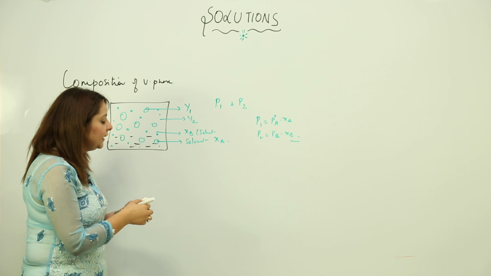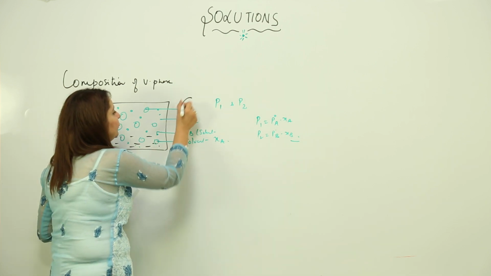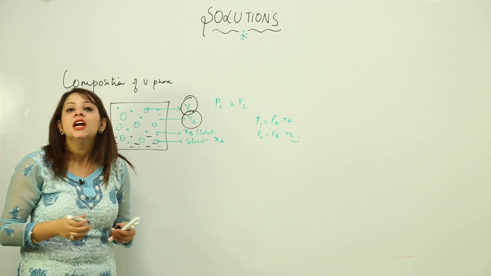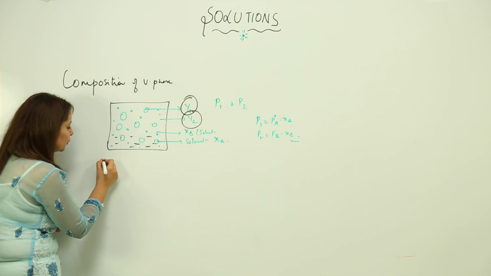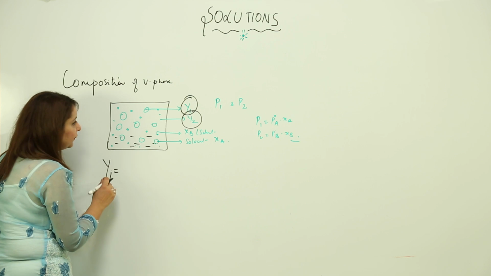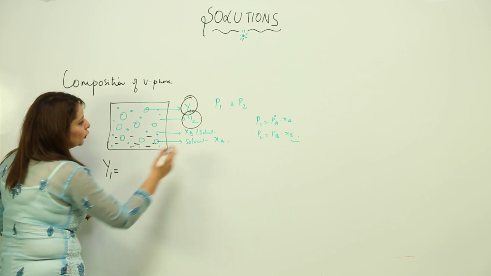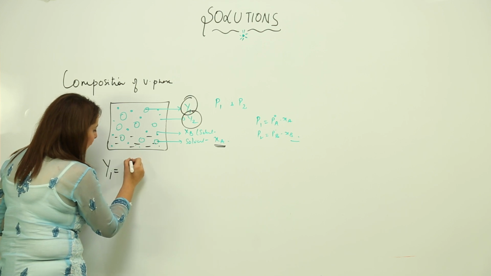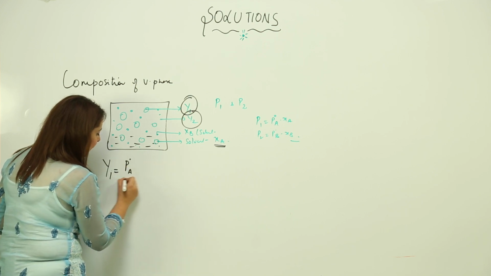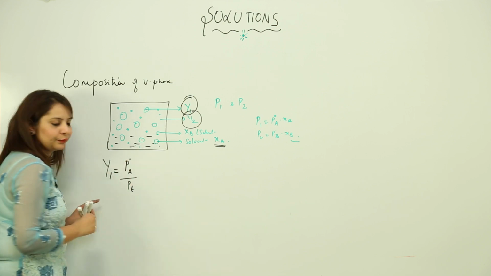But if we need to find the concentration in the vapor phase, that is the concentration of the solute in the vapor phase and concentration of solvent in the vapor phase, then how are we going to find that? Let it be solute, this is A, right. So Y1 is calculated by the partial pressure of this component A divided by the total pressure.